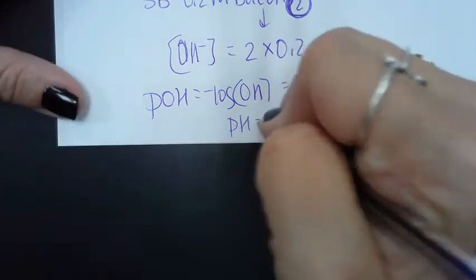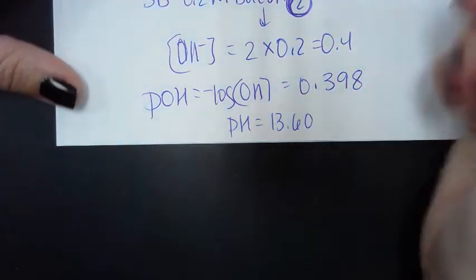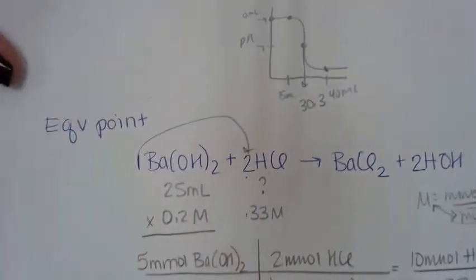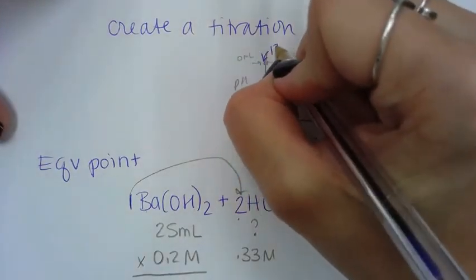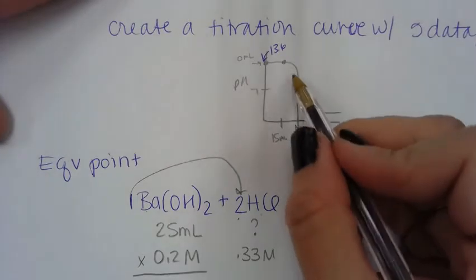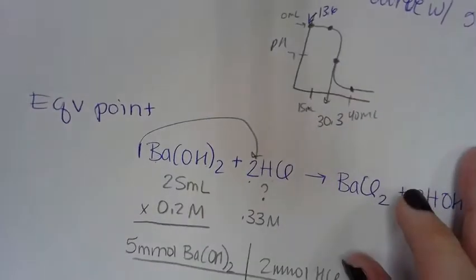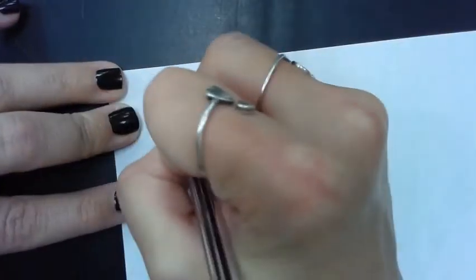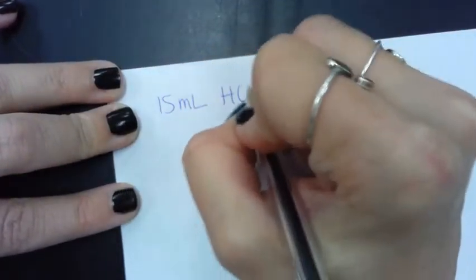I get a pH of 13.60. Does that make sense? Yep, it's a strong base, 13.6 up there. So now I'm going to do it at 15 milliliters. This is where it gets a little bit tricky.